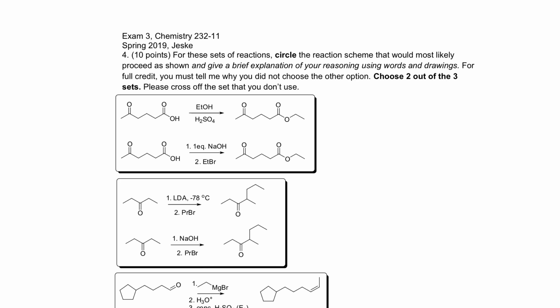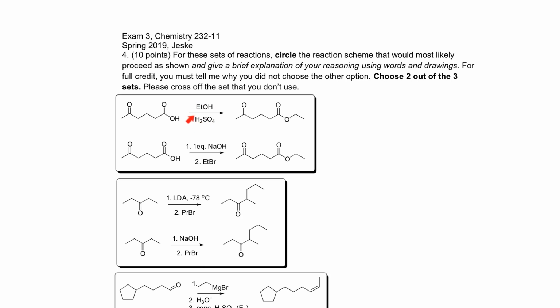On to page 2. Which of these is the better choice? So let's look at these. It appears that we are under acidic alcoholic conditions. We want to make an ester here. Certainly these are the conditions to make an ester. That's Fischer esterification.